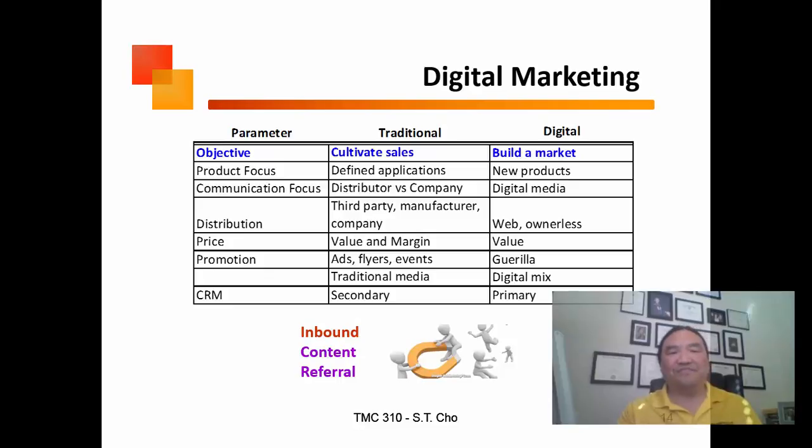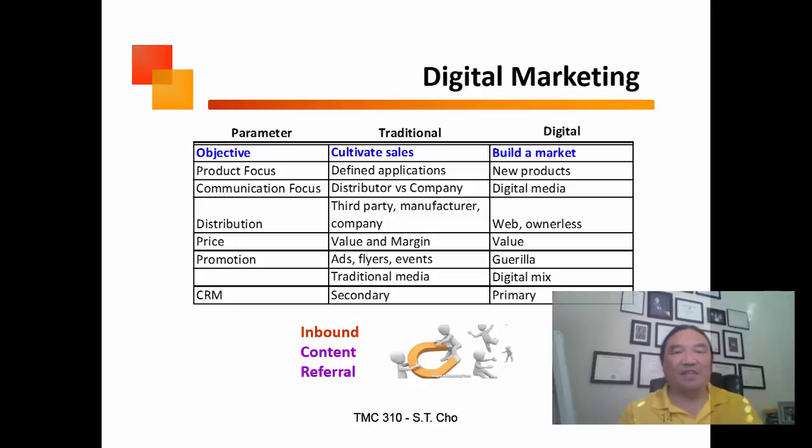And so, in terms of parameters, when we look at traditional marketing and digital marketing, the traditional marketing has always been about cultivating sales, and digital marketing is about building a market. And the reason why is that when I do inbound marketing, people have already expressed an intent. They have an interest. Now I just need to get rid of all their question marks. And then, by conclusion, I can get them to sales.